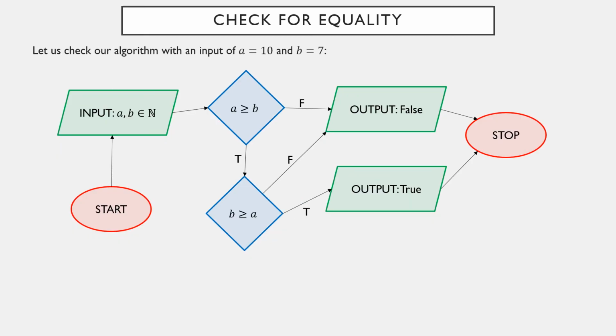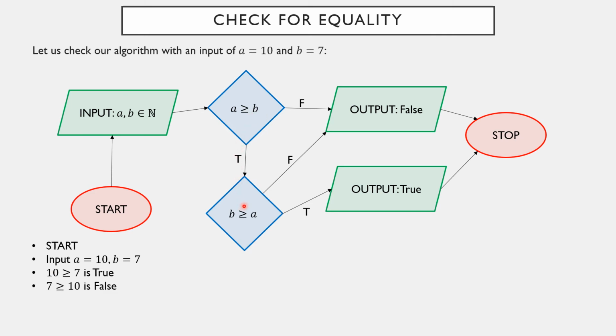So here's that algorithm again. Let's check it. If I input A equals 10 and B equals 7, what's going to happen? Well, I have to start here. Then I move to the input node and I input a equals 10, b equals 7. Then I move to this decision node. So I check, is a bigger than or equal to b? But a and b have values, specifically 10 and 7. 10 bigger than or equal to 7 is true, so I'm going to follow the true arrow.